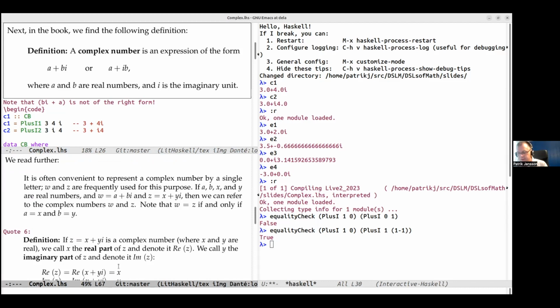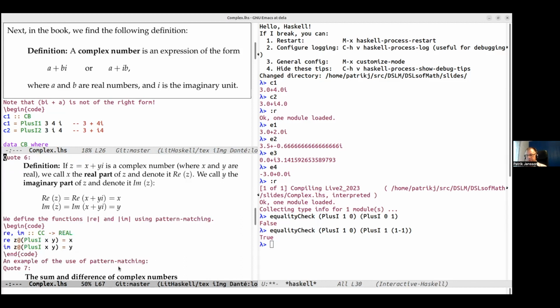Okay, finally, they've introduced this notation of w and z, and they want to define the first little helper function on complex numbers. So they say definition. If z equals x plus yi is a complex number, where x and y are real, they have to be explicit here because they could be complex, that would be complicated. We call x the real part of z and denote it by re of z. And we call y the imaginary part and denote it by im of z. And then they say, this is basically using pattern matching, the real part of z is the real part of x plus yi, which is just the x. And the imaginary part is the y.